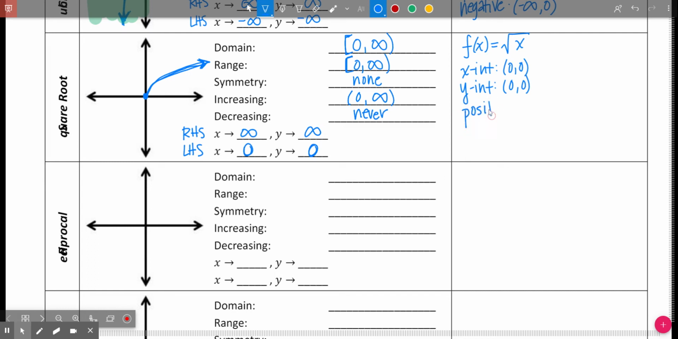This graph is always positive because it always falls above the x-axis. So we say it is positive on the interval 0 to infinity. Again, because we are never going to be negative because I'll always be above the x-axis. And I'm from 0 to infinity because I don't go past x equals 0.